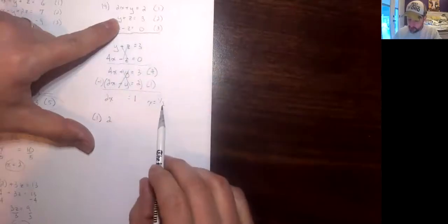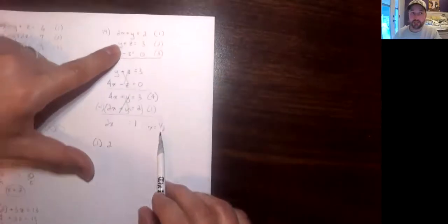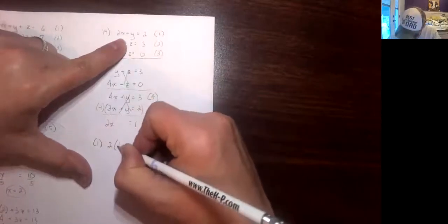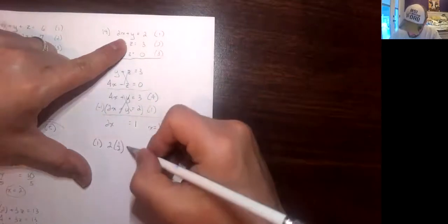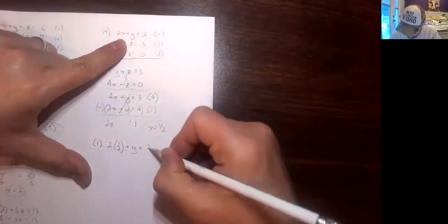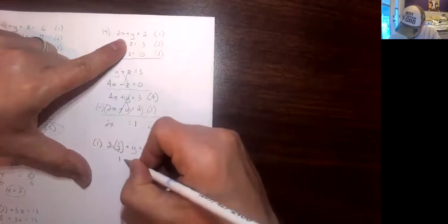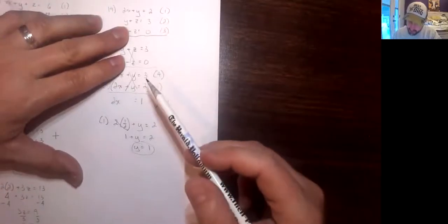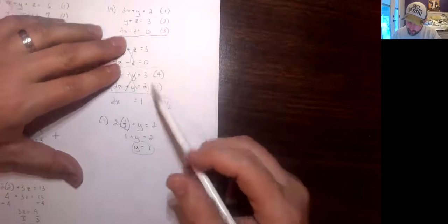What happens is you just choose a place to plug it in. Again, I'm going to choose 1 because 2 and 2 will go away. I'm always looking for something that'll make the denominator go away. 2x, x is 1/2. 2 times 1/2 plus y equals 2. My 2's go away. 1 plus y equals 2. I simply subtract my 1. Well, now my y is 1.